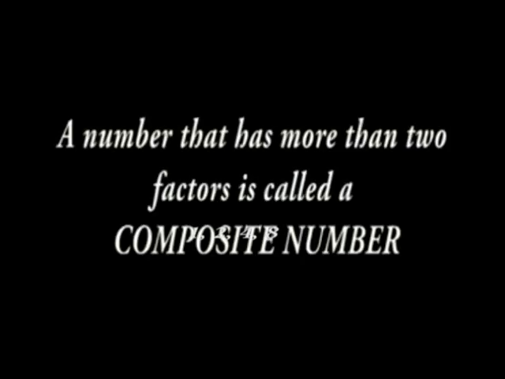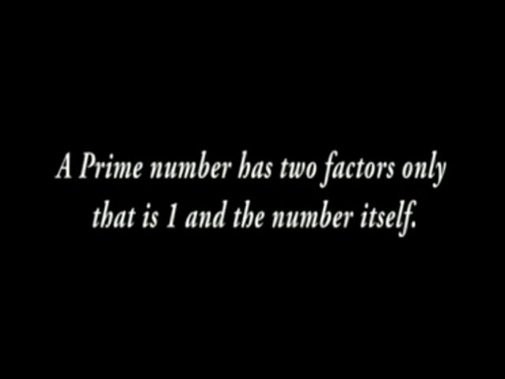A number that has more than 2 factors is called a composite number. For example, 4, 6, 9, 10, 12, etc. Note that a prime number has 2 factors only, that is 1 and the number itself.